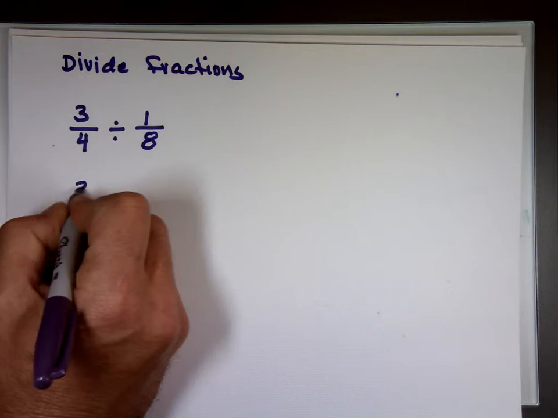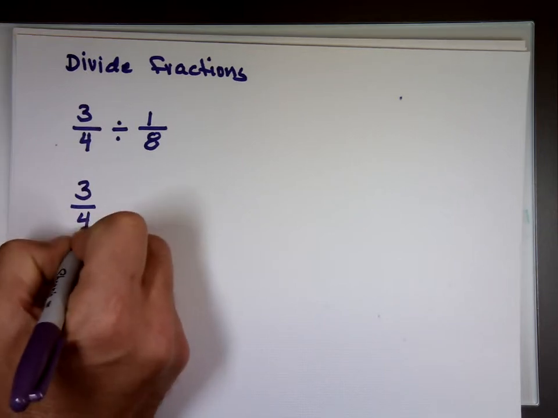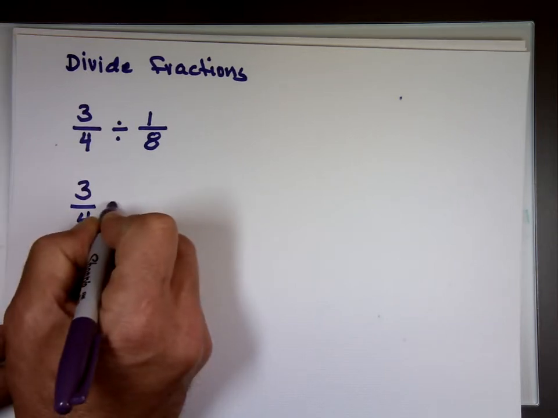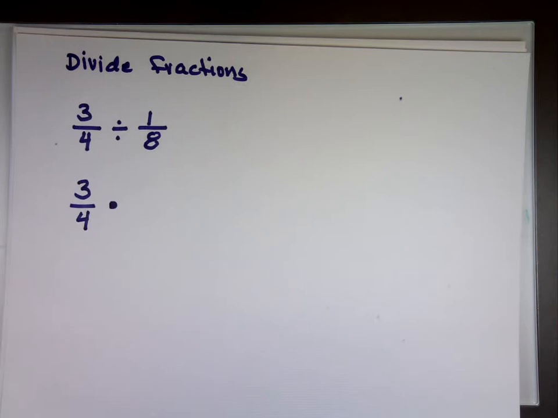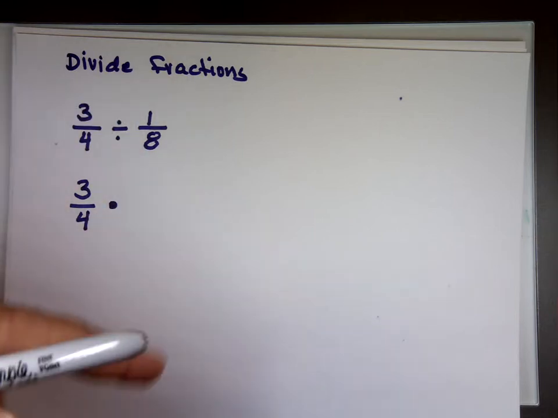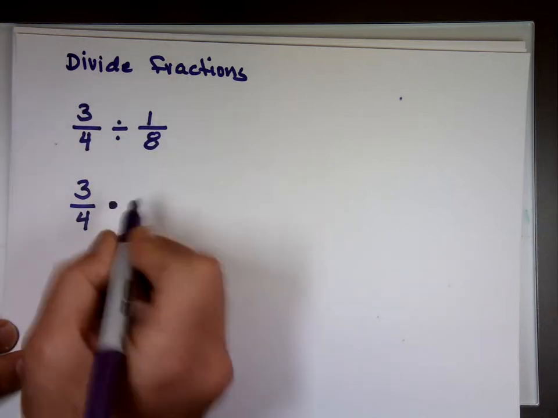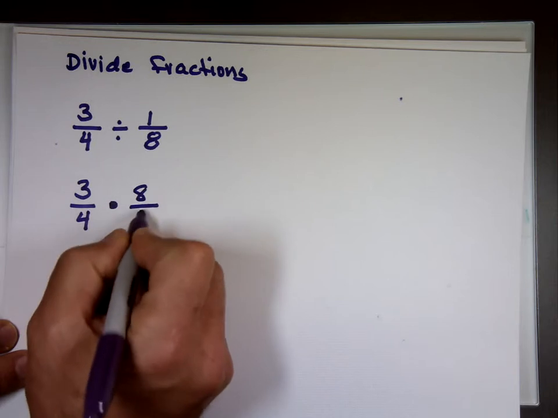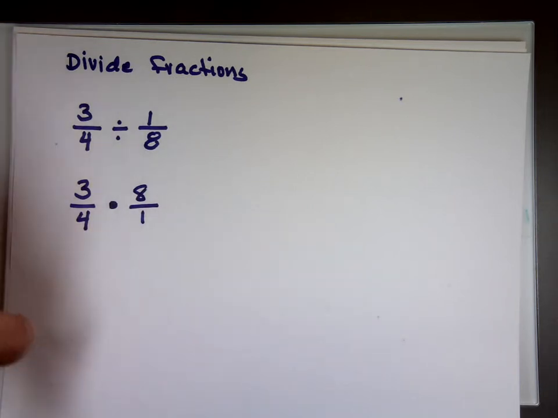And what do you do with the numbers? You leave the first fraction alone. You change the division to multiplication. What else? Flip the second number. The 1/8 becomes 8/1. That's called the reciprocal.